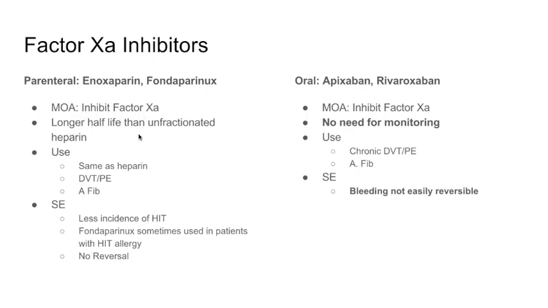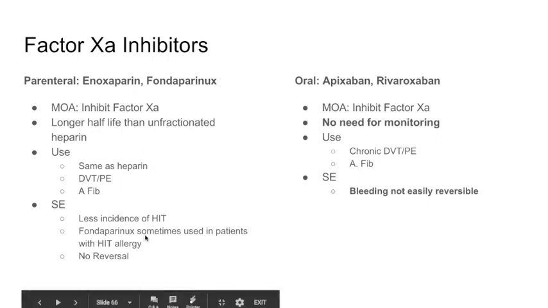They have a longer half-life than unfractionated heparin, and they're also used for low pressure circuits, DVT, PE, or AFib. Their side effect is, of course, bleeding. They have less incidence of heparin-induced thrombocytopenia. By the way, enoxaparin is called low molecular weight heparin. This is just a side fact to know. Fondaparinux is sometimes used in patients with heparin-induced thrombocytopenia, and there is actually no reversal for these agents.